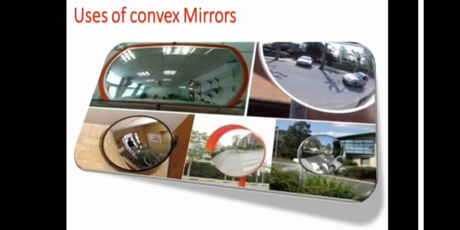Next, uses of convex mirrors. Convex mirrors are used as rear view mirrors in vehicles. It always forms a virtual, erect, small size image of the object. As the vehicle approaches the driver from behind, the size of the image increases. When the vehicle is moving away from the driver, the image size decreases. A convex mirror provides a much wider field of view.